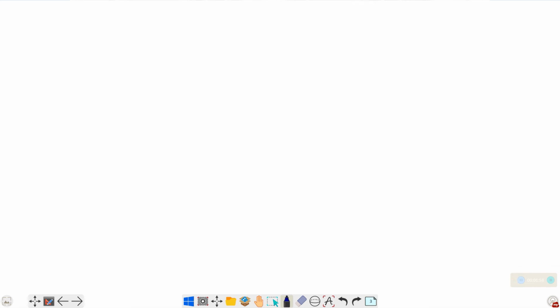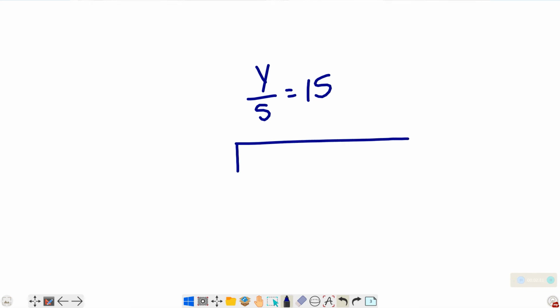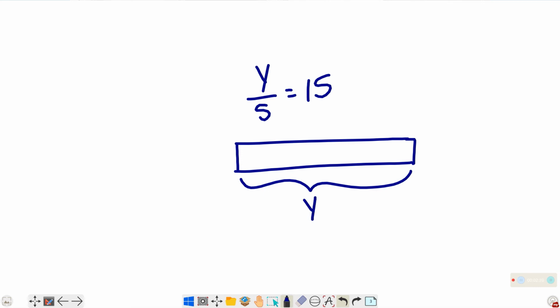Number 3, y divided by 5 equals 15. If we were going to do this algebraically, we could multiply both sides by 5. But we're going to take y, and we're going to split it into 5 groups. 1, 2, 3, 4, 5. And when we split it into 5 groups, each piece is 15.